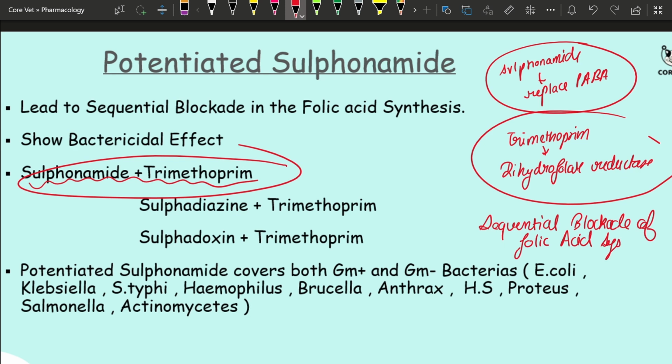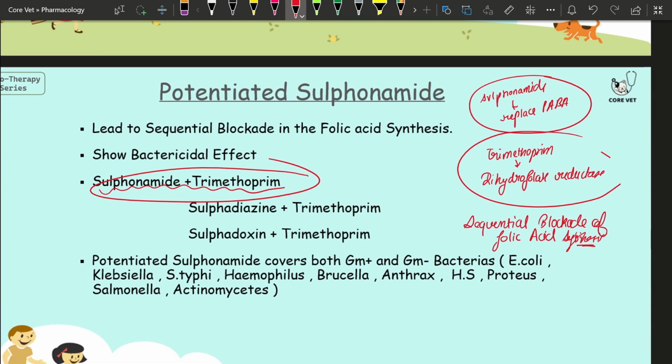We are getting a sequential inhibition of the folic acid synthesis. That is much desirable, right? If you have a two drug combination and they are acting at two different sites in a synthesis process, then it is more desirable for a particular patient, because the synergistic effect could be produced, the efficiency of our drugs could be increased, the dosage of a particular class of drug could be reduced, the adverse effect could be reduced, and the emergence of resistance could be reduced, right?